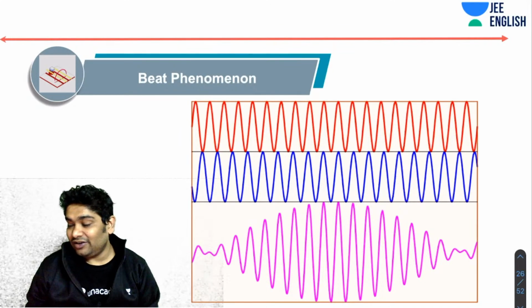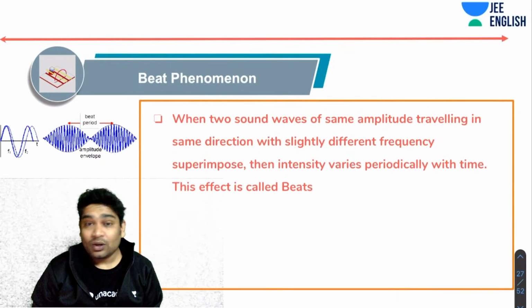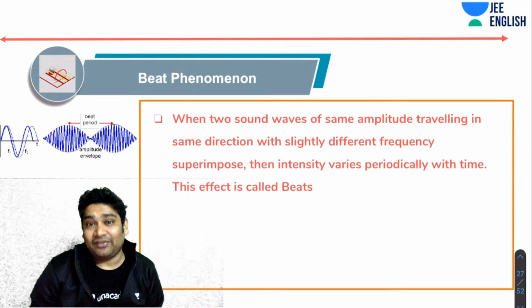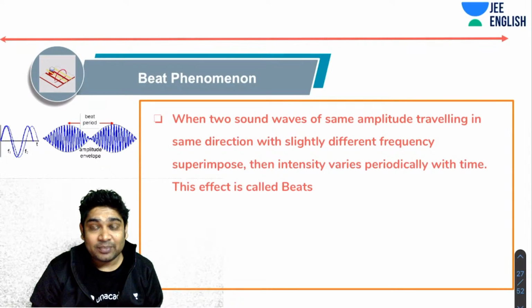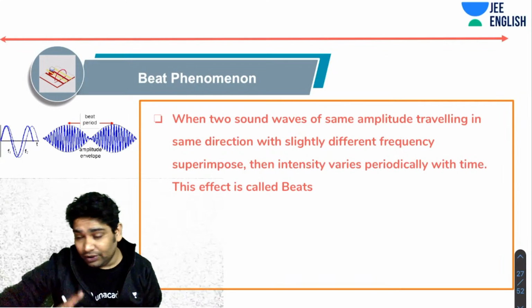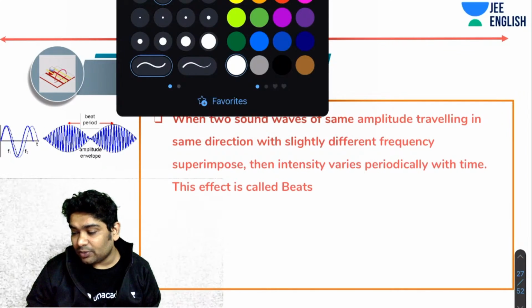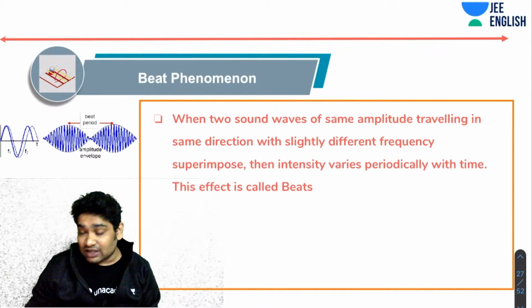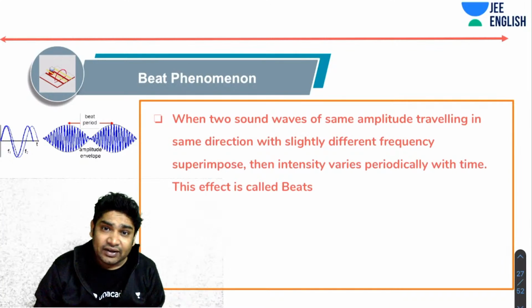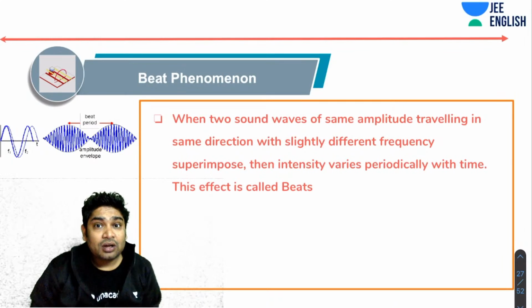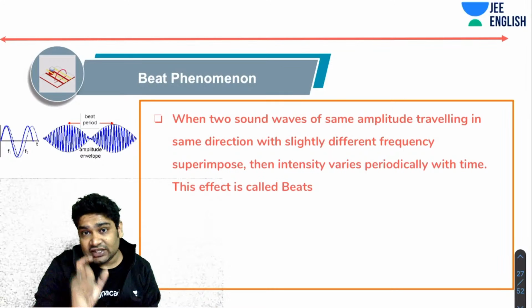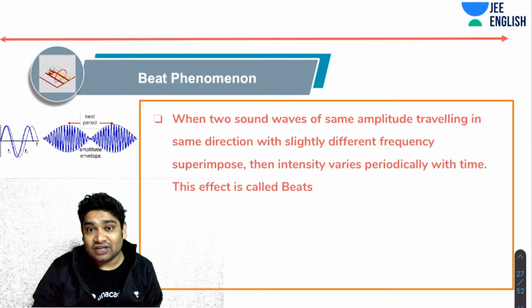All right. So now let's quickly talk about beat phenomena. When two sound waves of the same amplitude traveling in the same direction but slightly different frequencies are superimposed, the intensity varies periodically with time, and this effect is called beats. In interference the amplitude of superposition is usually independent of time, but what happens if I keep the frequencies slightly different? Then the amplitude of superposition not only changes with position, it also changes with time. At any point the intensity will start varying with time.